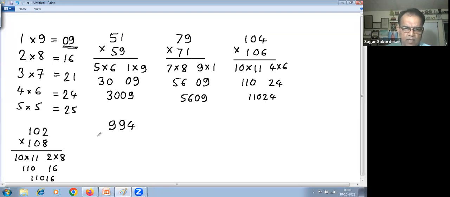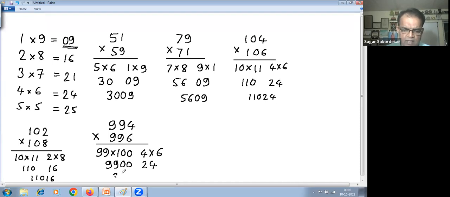994 multiplied by 996. 99 is common here and 4 plus 6 is 10. So take common, that is 99. Next number, one more is 100. So it becomes very easy for calculation. 4 multiplied by 6. Multiplying by 100 means just skip two zeros in front of that number. This is 24. So answer is 99002.